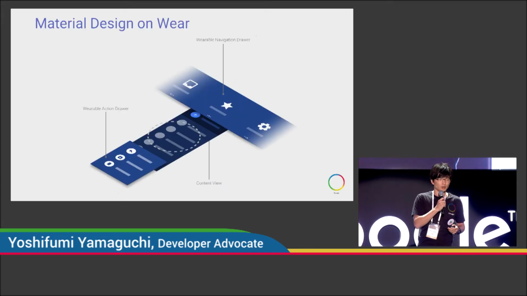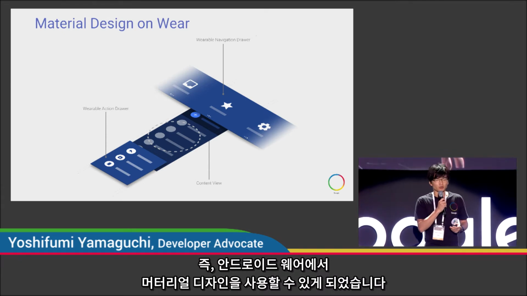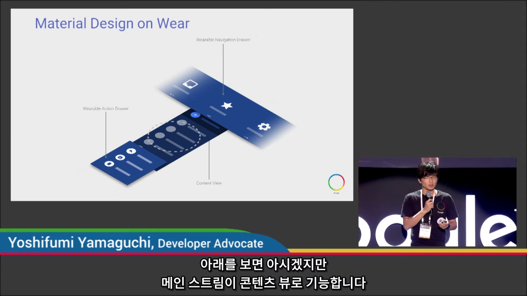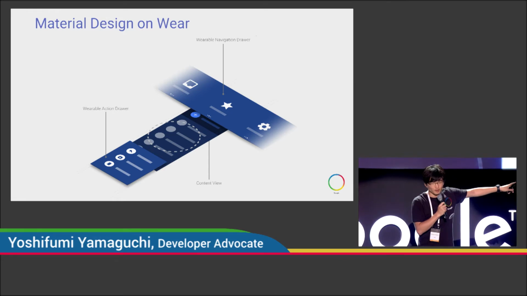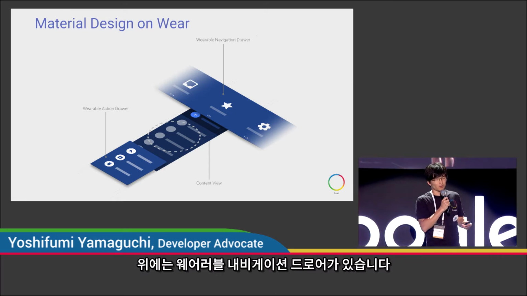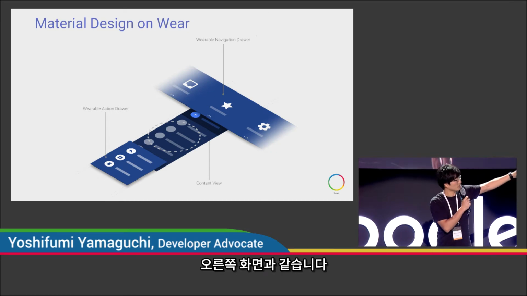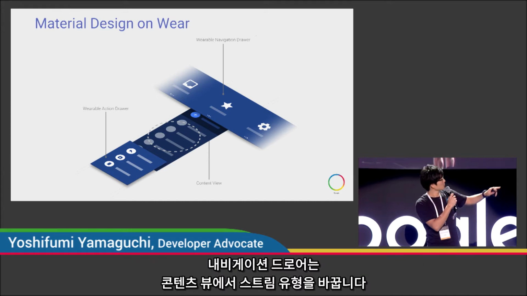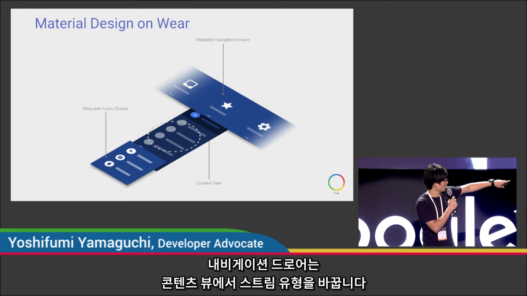In other words, this change is the introduction of material design on Android Wear. We set the main stream as a content view, as you see at the bottom. Then the wearable navigation drawer on the top, as you see on the right-hand side, switches between the main areas of the application. So the navigation drawer changes the type of stream in the content view.